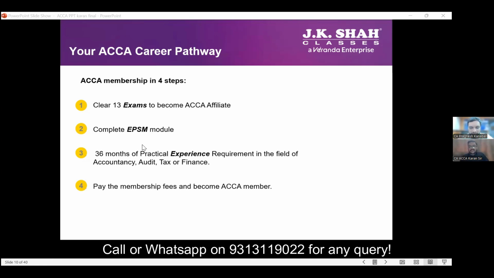So here there is no concept of internship. There is the concept of practical experience, which can be even after the ACCA 13 papers. So clear the exams first, and even if this experience is pending, at any point of time you complete this experience, after that you become an ACCA member. 100%. And articleship is set off, so not an issue. And there is no need that you complete this 36 months with one single employer.